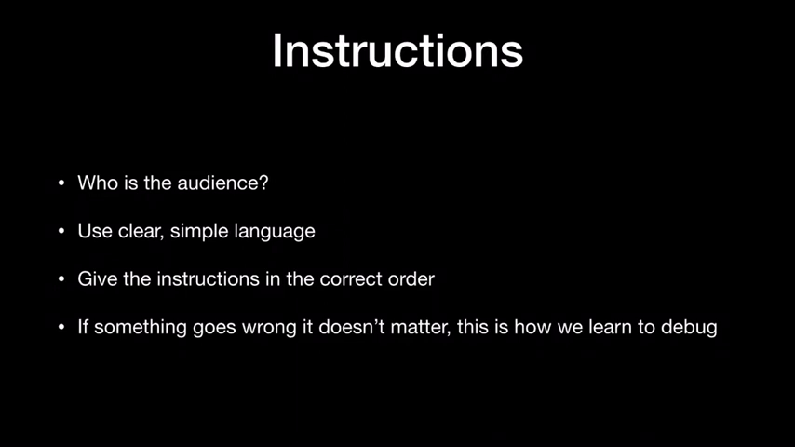When we give instructions, we need to have a think about who the audience is. We need to adapt our communication appropriately. We need to use clear and simple language, and we need to make sure that we give instructions in the correct order. And always remember that if something goes wrong, it doesn't matter. We just need to find the problem in the instructions and correct it. Remember, this is called debugging.